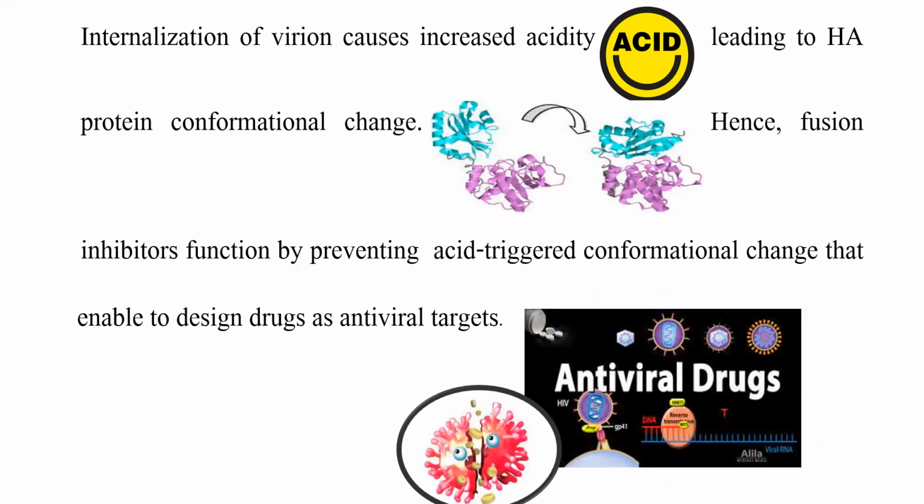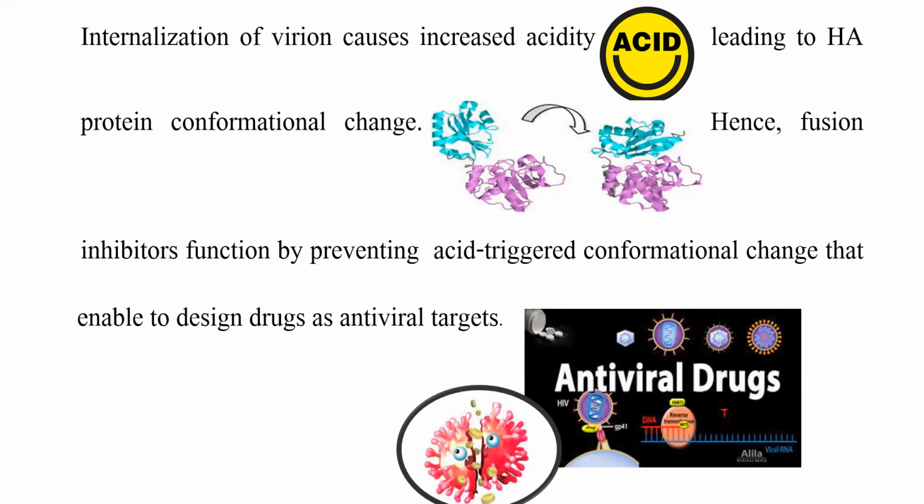Hence, this is particularly the rough idea of what really happens due to the HA mechanism of the virus itself. So the internalization of the virion could increase the acidity in the endosome, which will lead to the conformational change, and thus the repercussions would be the membrane fusion followed by replication.